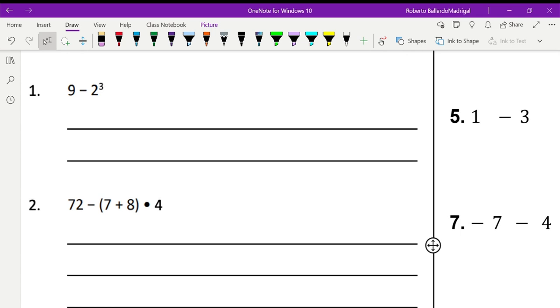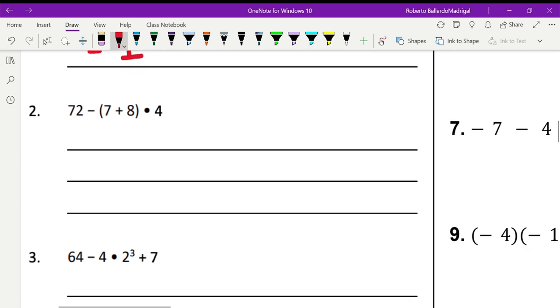Let me hear from group 5. Group 5, what's the next line going to look like? 9 minus 8. And that is because the first step was to do exponents. What is 9 minus 8? Group 3. 9 minus 8 is 1. Okay, so your final answer should be 1. Give me a thumbs up if you got a 1 for this problem. Excellent. Moving on to the next question.